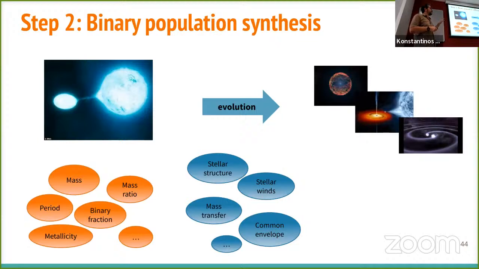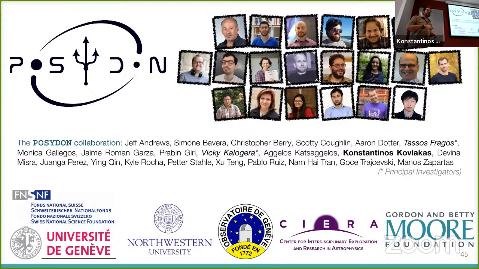And the final part, the binary population synthesis, is, as I mentioned before, trying to take into account stellar structures, stellar winds, mass transfer, common envelope, all these physical properties in a stellar population, in order to understand binary products. This population synthesis code is called POSYDON. It was published a few months ago. It was accepted actually one month ago in Geneva with many collaborators.